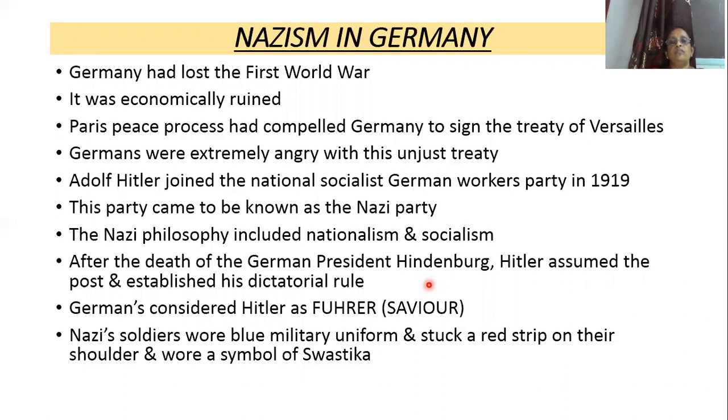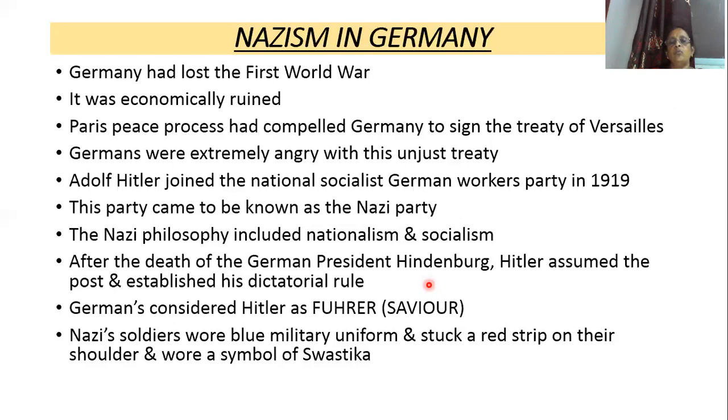And what was the philosophy of the Nazi Party? Nationalism and socialism. Extreme nationalism means thinking only about one's own country, not considering other countries of the world. One hopes that only their country should develop. That is extreme nationalism. So Hitler believed in this extreme or narrow nationalism. And socialism means an ideology based on equality for all, both in the social and economic field. So what did the Germans consider Hitler? They considered him a Führer or savior. And what was the uniform of the Nazi soldiers?